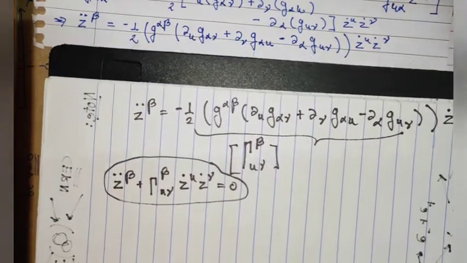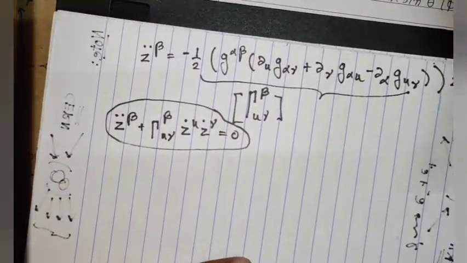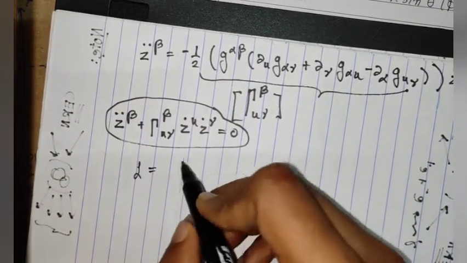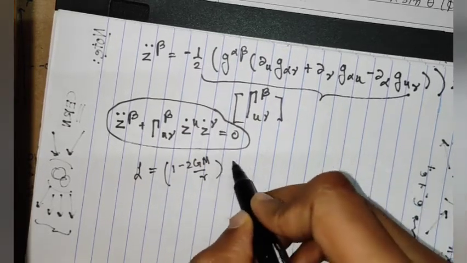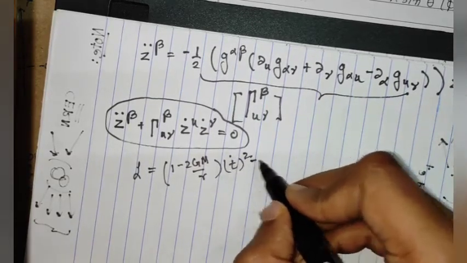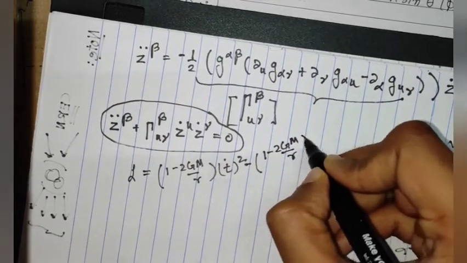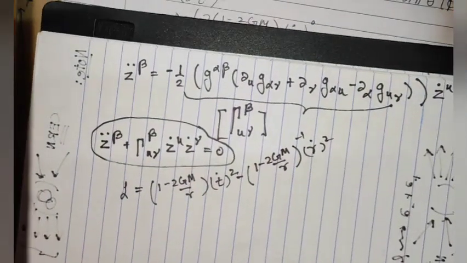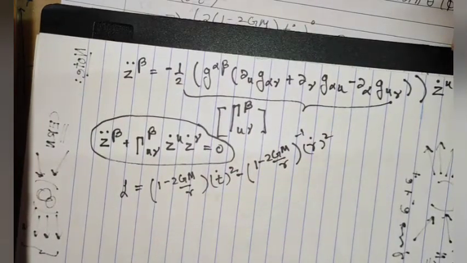So now we can perform one more exercise with this. Suppose we take a metric. So given we have a Lagrangian L equal to (1 minus 2gM over r) t dot square. This dot is again with respect to a lambda parameter, not time. And minus (1 minus 2gM over r) to the power minus 1 r dot square. So suppose we have a metric of this form. The first two parts are the Schwarzschild metric.